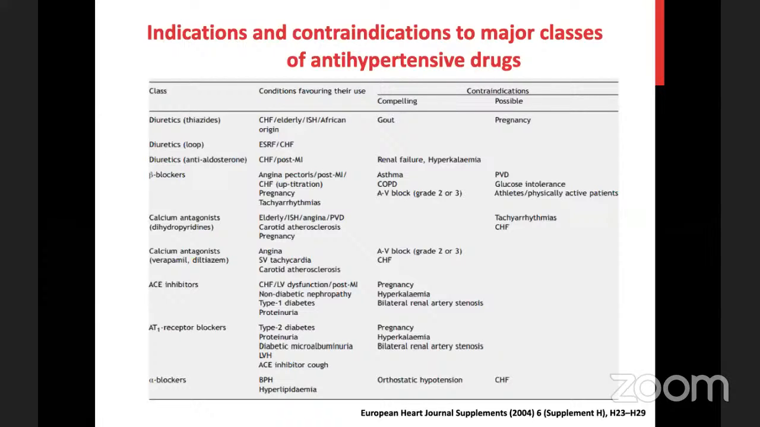ACE inhibitors: conditions favoring their use are heart failure, LV dysfunction, post-MI, non-diabetic nephropathy, type 1 diabetes, proteinuria. Contraindications: pregnancy, hyperkalemia, suspected bilateral renal artery stenosis. ARBs: indications are type 2 diabetes, proteinuria, diabetic microalbuminuria, LVH, ACE inhibitor induced cough. Contraindications are again pregnancy, hyperkalemia, and suspected bilateral renal artery stenosis. Alpha blockers can be used in BPH, hyperlipidemia, and contraindications are orthostatic hypotension and congestive heart failure, relative contraindication. So it is important to know the indications and contraindications.